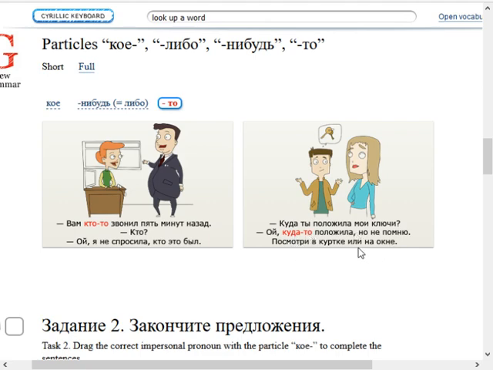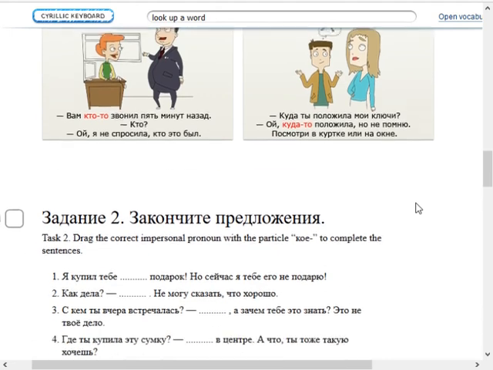Посмотри в куртке или на окне. Okay, look in the jacket or on the window. I guess on the windowsill.